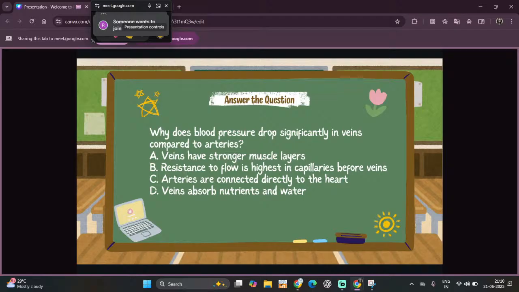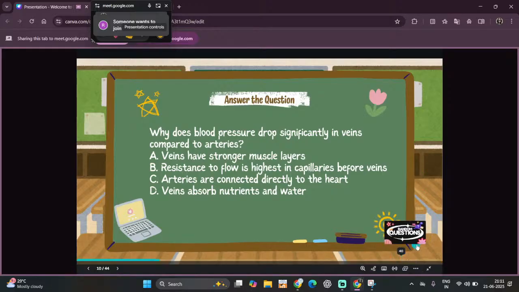So, as stated, option B says resistance to flow is highest in capillaries before veins. So, capillaries are very, very thin, and veins are slightly larger. Capillaries are used to provide blood into the muscles and to each and every cell, right? So, they are very, very small, hence, offer large resistance. And that is why blood pressure drops significantly in veins compared to arteries.